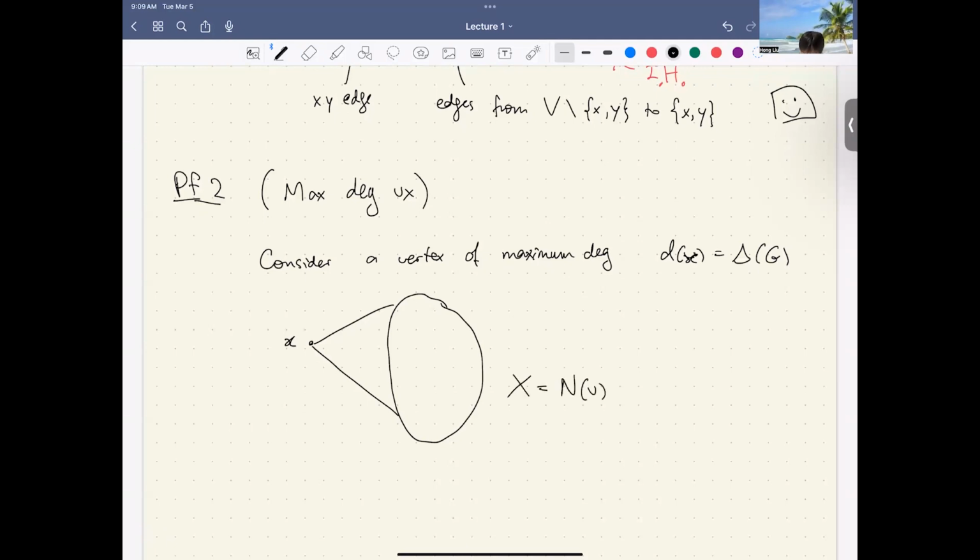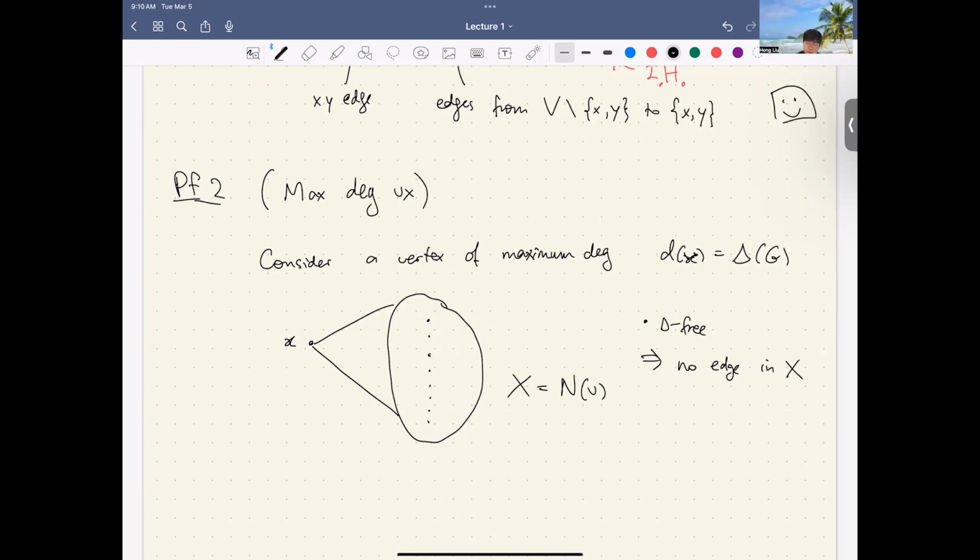Is the neighborhood of v. Okay. Well, first of all, observation: the graph is triangle free. That means the neighborhood of v, namely the set x, there's no edges inside, right? Implies no edge in x. Okay.